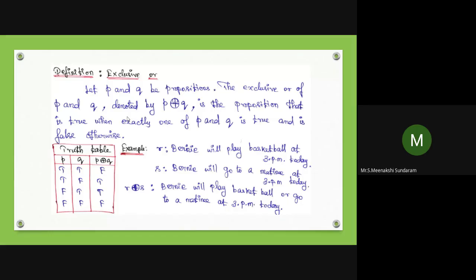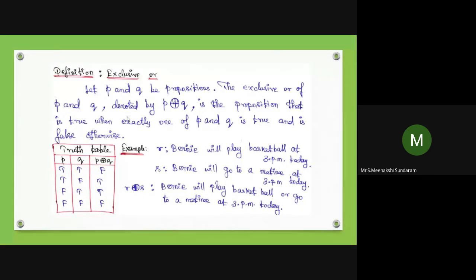P and Q are propositions. The exclusive OR, that is the meaning, exclusively. For example, if you go in the evening to some hotel and they ask what type of drinks, hot drinks, okay, then they ask coffee or tea. That is exclusive. So coffee or tea, exclusively what you need. Either one, not both coffee and tea. That is exclusive.